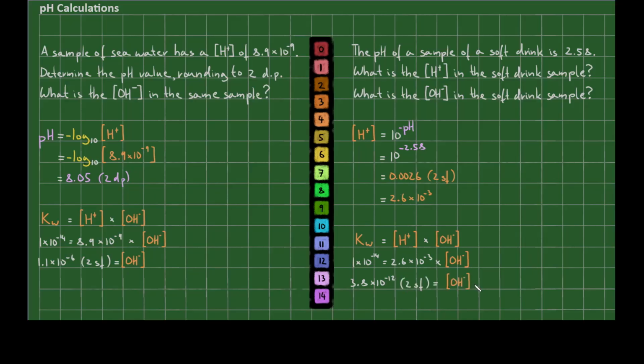In summary, when it comes to pH calculations, there are 2 general scenarios. Either we are given the hydrogen ion concentration and we need to calculate the pH, or we are given the pH value and we need to calculate the hydrogen ion concentration. Once we have the hydrogen ion concentration, we can use Kw to calculate the hydroxide ion concentration.